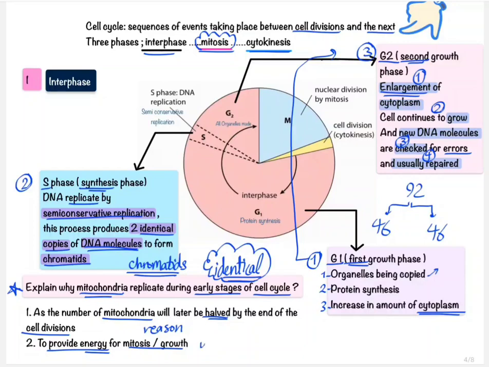And the reason why, like, why am I going to need mitochondria anyway? I know it's not going to be present in the cell that's divided, if we divide them into two cells. But why do I actually need it? That is the reason: to provide energy for mitosis and growth. We're actually doing mitosis. Am I using energy to provide energy for mitosis? Yes. This is how we live, okay? So as the number of mitochondria will later be halved by the end of cell division, and to provide energy for mitosis and growth.